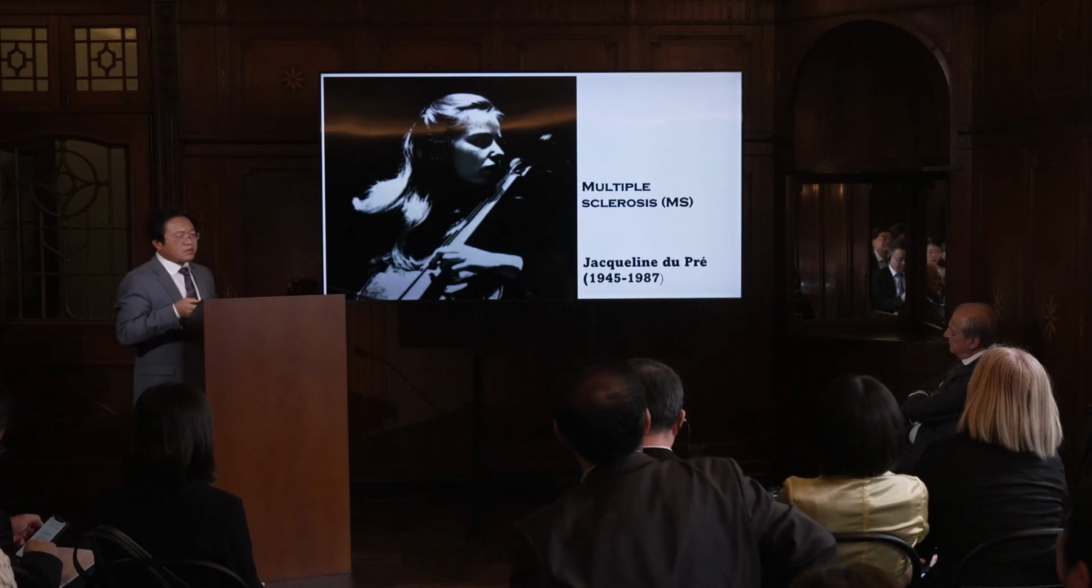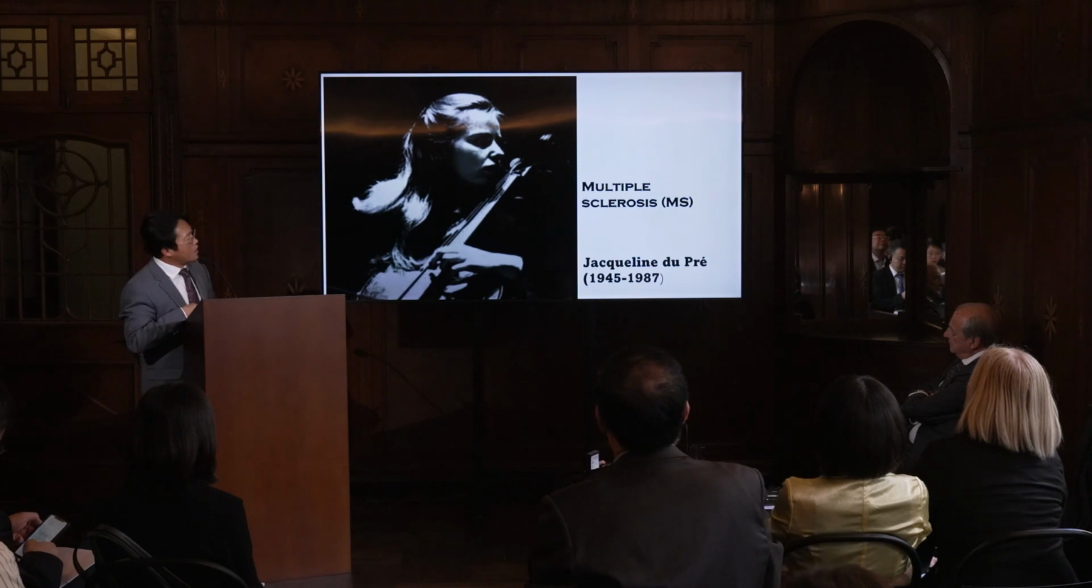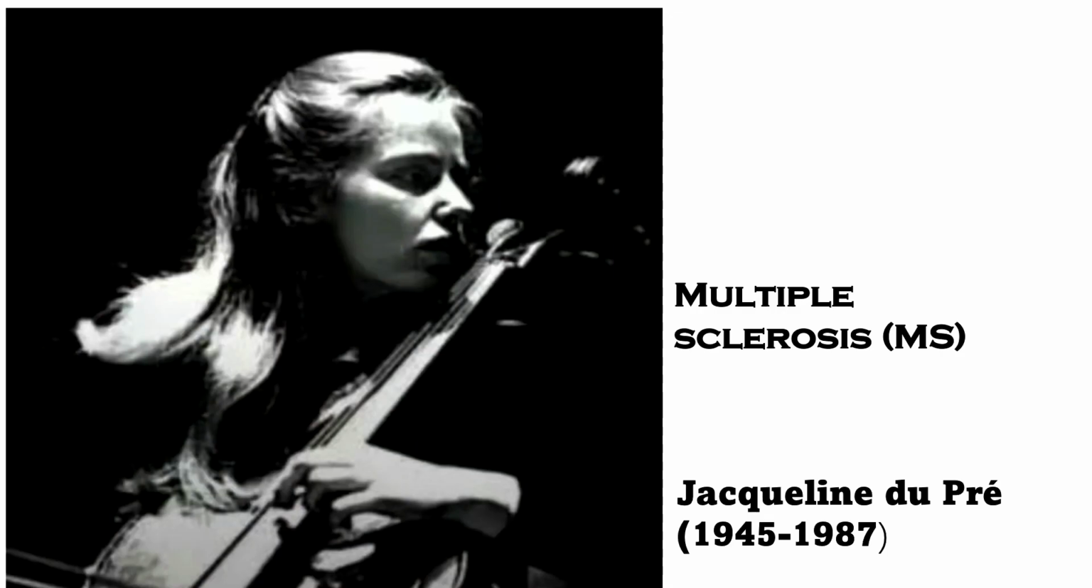Well, not everybody sitting here is a neurologist. So let's talk about multiple sclerosis. And Jacqueline du Pré is a very gifted cellist from Britain. She suffered from MS at the age of 30, and she died at the age of 42.